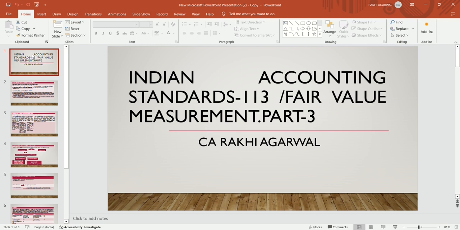Today's topic is Indian Accounting Standard 113, that is Fair Value Measurement, Part 3. In the previous discussion we discussed the fair value measurement of assets. Now in today's discussion we are discussing how the fair value is measured for liabilities.